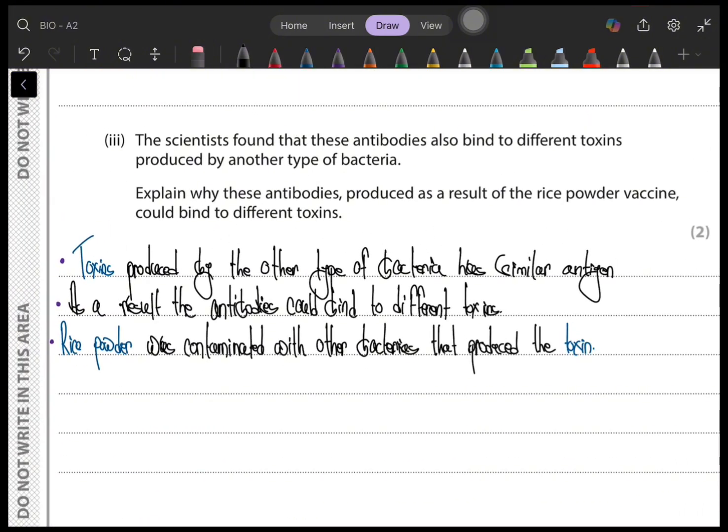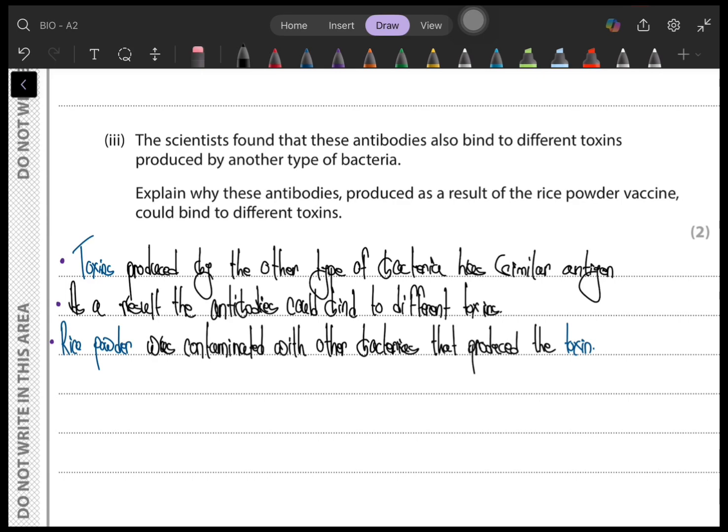Scientists found that the antibodies bind to different toxins produced by another type of bacteria. Explain why these antibodies produced as a result of the rice powder vaccine could bind to different toxins. So antibodies bind to antigens, right? Suppose this is the antibody and this is the antigen. The antibodies are going to bind to this antigen.